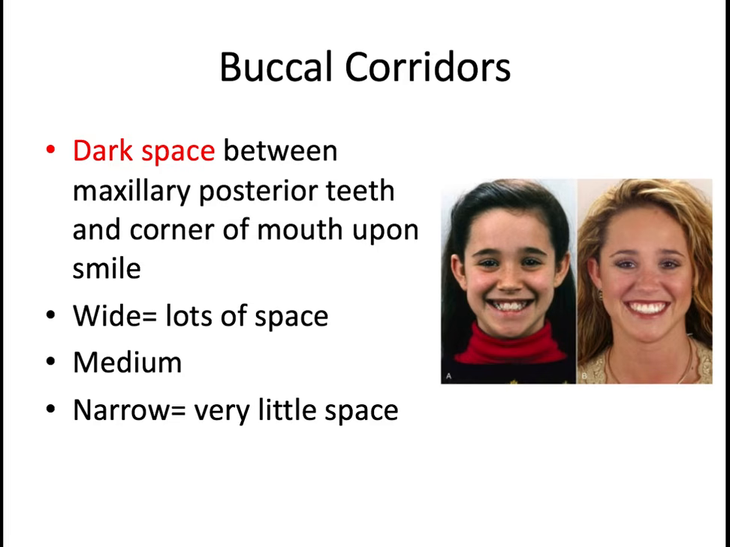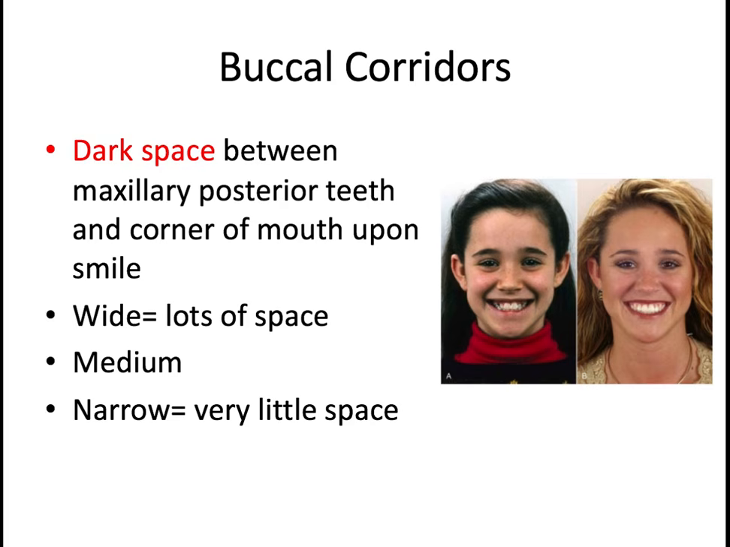And finally, buccal corridors. So this refers to the dark space between the maxillary posterior teeth and the corner of the mouth upon smile. So that's this amount of negative space, sometimes it's referred to. If you have a collapsed narrow arch form, it can result in a lot of shadowing, negative space, referred to as wide buccal corridors.